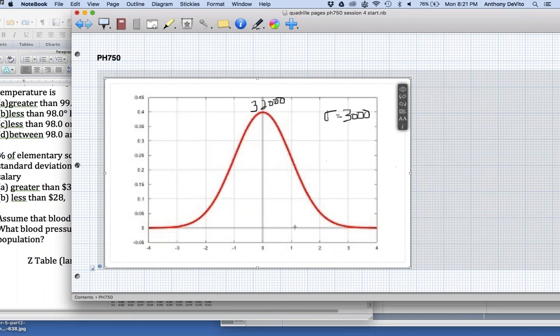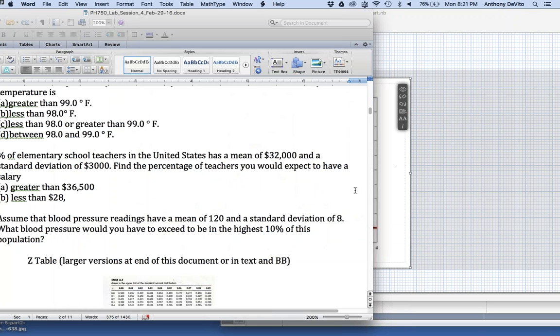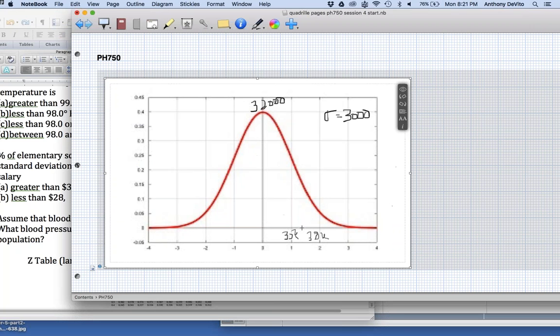So just so I know roughly where it's going to be, one standard deviation above the mean would be 35,000, right? Two standard deviations above the mean would be 38,000. The salary we're looking at is 36,500, so it's going to be somewhere between these two. I'm going to put it right about here. What area am I looking for? I'm looking for this area here, the percentage above that. So I'm going to use my normal distribution to find the area down here.